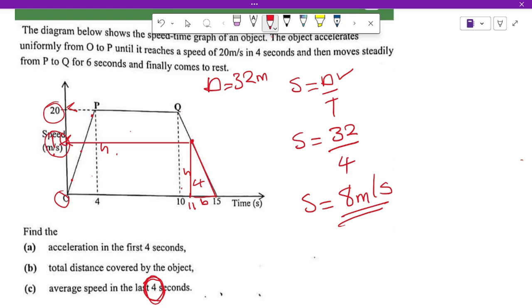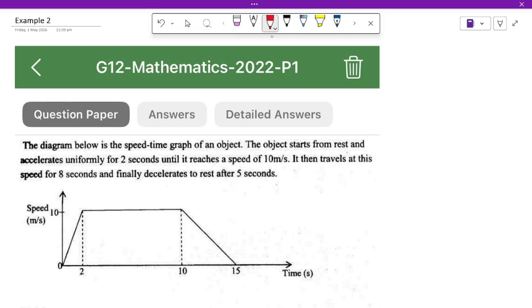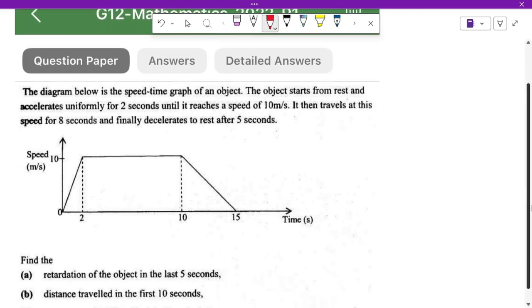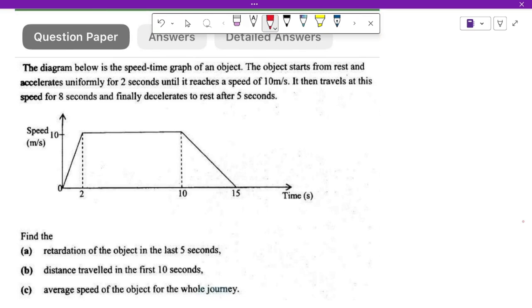Okay, we proceed to the next one. The next question says the diagram below is a speed time graph of an object. The object starts from rest and accelerates uniformly for 2 seconds until it reaches a speed of 10 meters per second. It then travels at this speed for 8 seconds and finally decelerates to rest after 5 seconds. At this point, they're just describing how the particle moved. Let us go to the question.